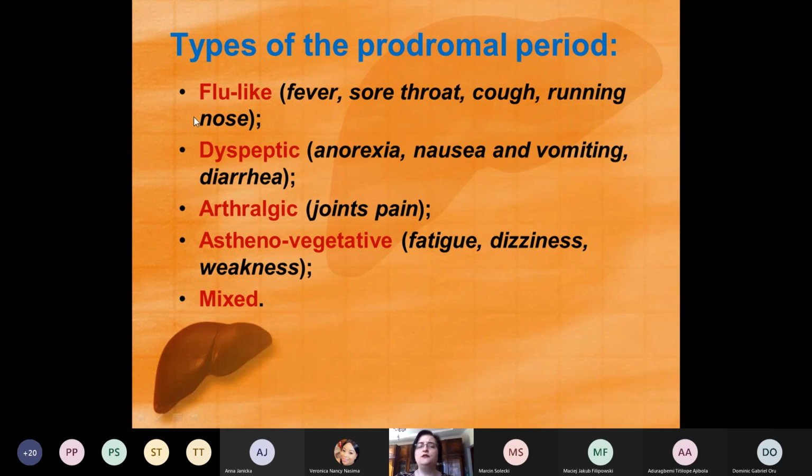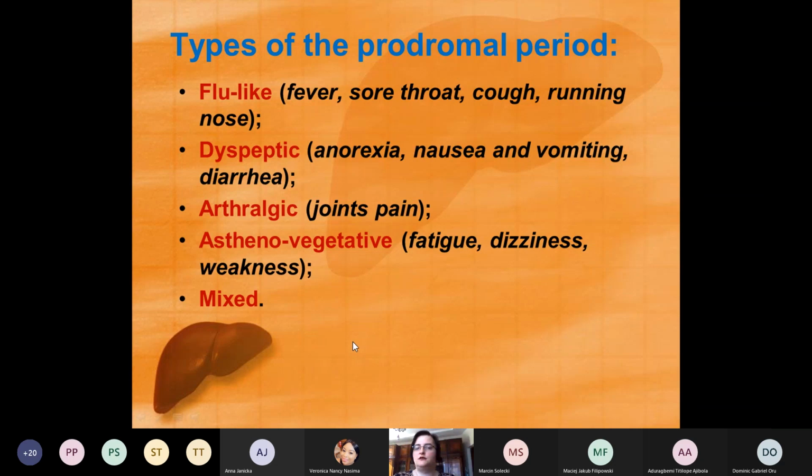That's why we will differentiate with intestinal infections. Arthralgic syndrome is more characteristic for hepatitis B, but can occur during all hepatitis in the prodromal period. Arthralgic, and it will lead to what? To the differential diagnosis with all possible rheumatological diseases and so on, even sometimes traumas.